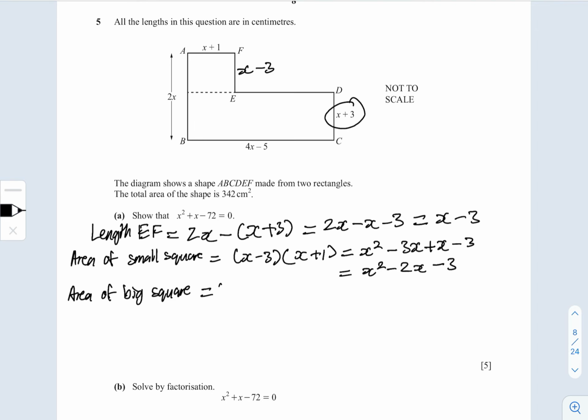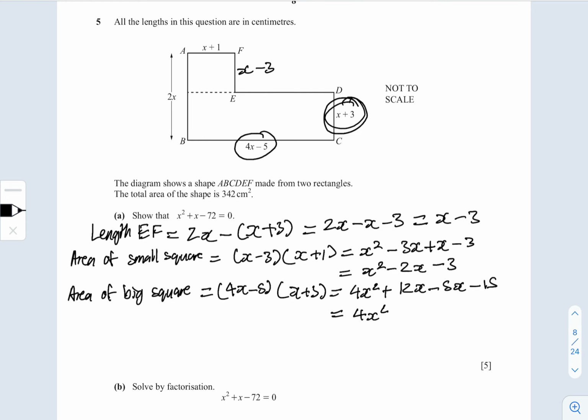Now, the area of big square, it would equal this length here, 4x minus 5, multiplied by this length here, which is x plus 3. You would get 4x squared plus 12x minus 5x minus 15, which would therefore give you 4x squared plus 7x minus 15. Now that you have both the areas, you can add them together and make them equal 342.